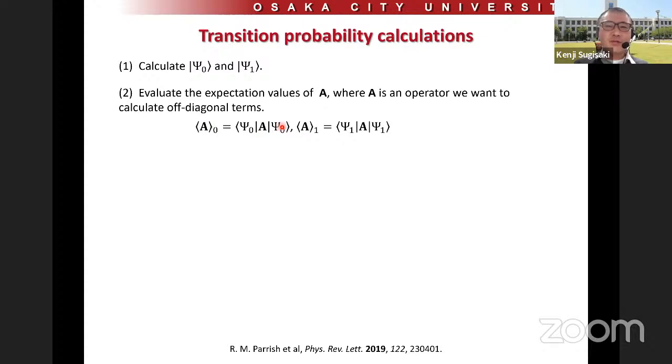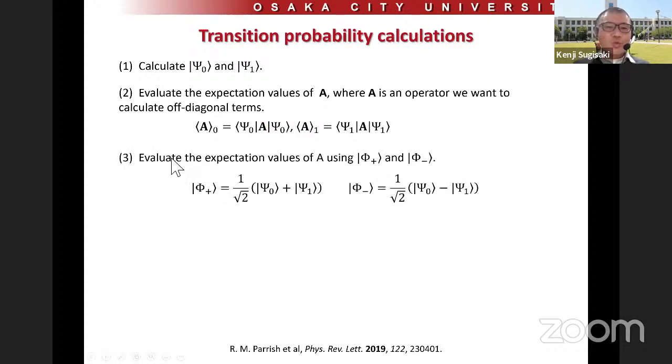If we perform the conventional VQE, we can of course calculate the diagonal terms of the expectation value of the A operator. Next, we evaluate the expectation value of the A operator using phi plus and phi minus, where phi plus is defined as a positive linear combination of psi 0 and psi 1, and phi minus is a negative linear combination of psi 0 and minus psi 1.